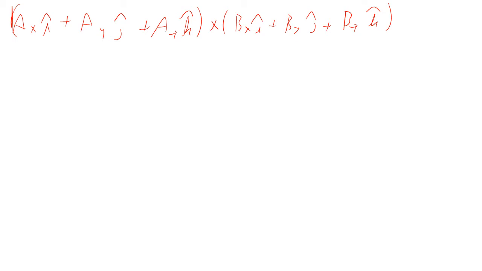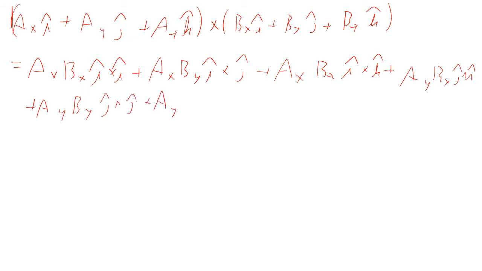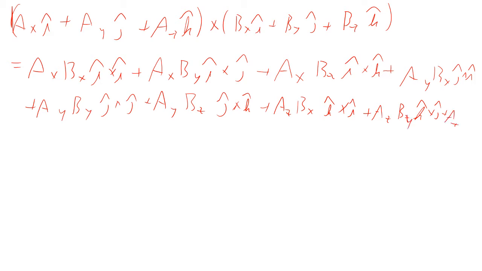So what we're going to get is AX BX I cross I, plus AX BY I cross J, plus AX BZ I cross K, plus AY BX J cross I, plus AY BY J cross J, plus AY BZ J cross K, plus AZ BX K cross I, plus AZ BY K cross J, plus AZ BZ K cross K. Okay, so now we just have to figure that out.